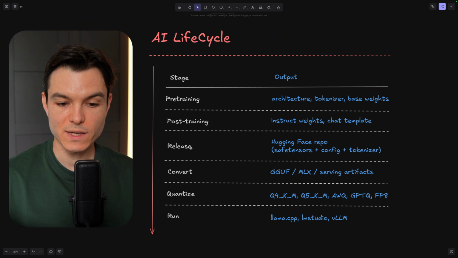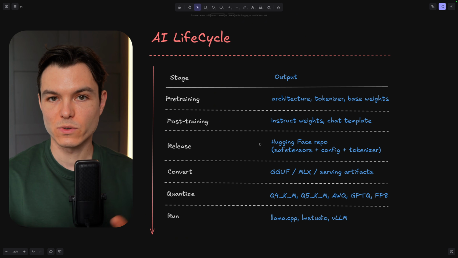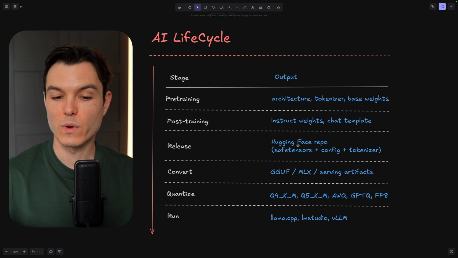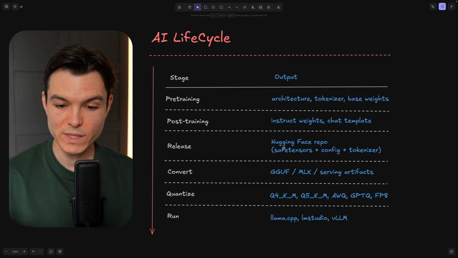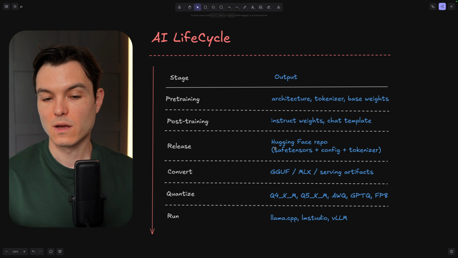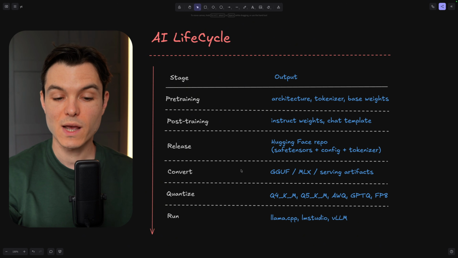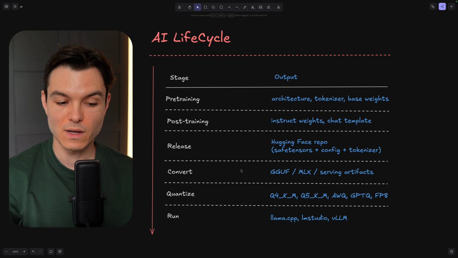Then we have the release phase. All the artifacts are released on a Hugging Face repository. We're also going to dive deeper and understand why we need Hugging Face exactly there. We have the Safetensors instruct weights, the configuration, the architecture, the tokenizers. We're going to look at concrete files. Then we have the conversion to the exact runtime that we actually need: GGUF, MLX, and other serving artifacts.